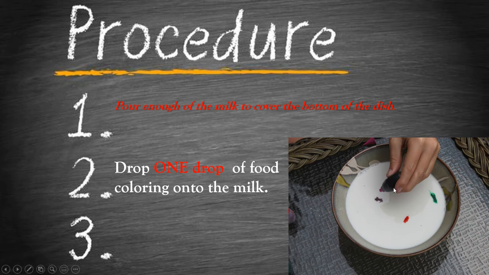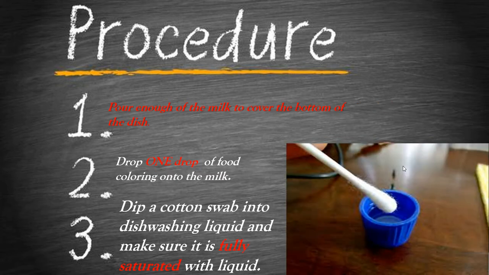So we have a circumference. I don't have a corner. I'm going to just drop it around like this. It's going to give it a chance to meet up and it all won't be concentrated in one area. And number three, before I start actually, I'm going to put my cotton swab in the dishwashing liquid to make sure it's fully saturated.